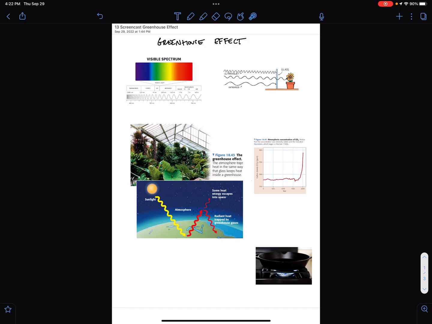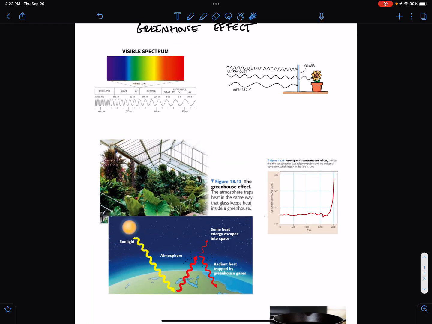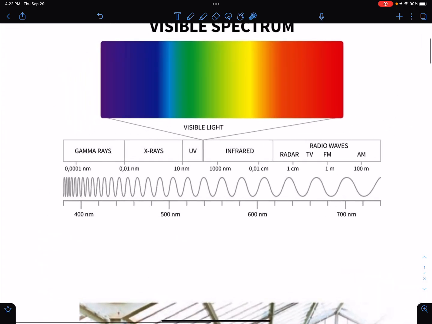Hey Team Bio, today's screencast is going to be about the greenhouse effect, how it relates to climate change, and we're going to talk about a little bit of physics in order to understand what is happening with greenhouse gases and the Earth's temperature.